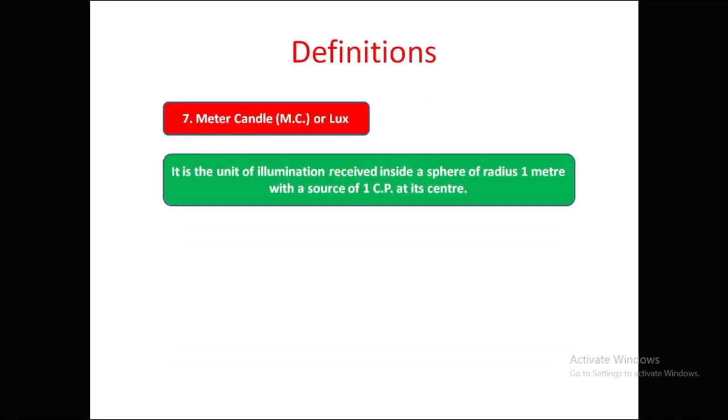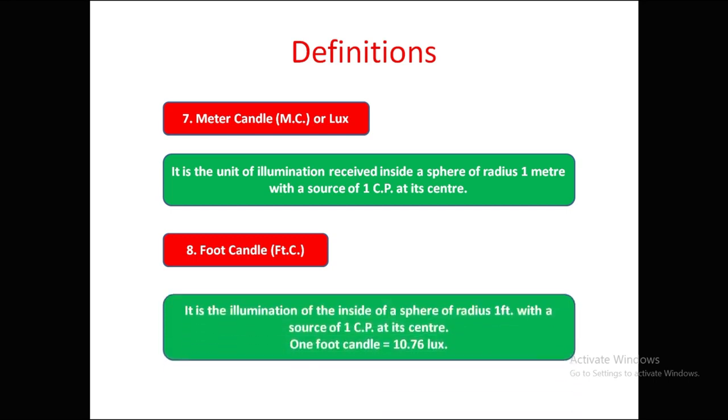This is the meter candle or lux. It is the unit of illumination received inside a sphere of radius 1 meter with a source of 1 candle power at its center. The next one is foot candle. Foot candle is the same definition. It's the illumination of the inside of a sphere of radius 1 foot. If it is measured in feet, then it's called foot candle. So 1 foot candle is equal to 10.76 lux or meter candle.